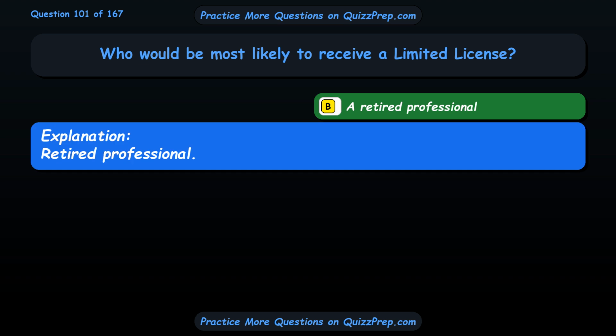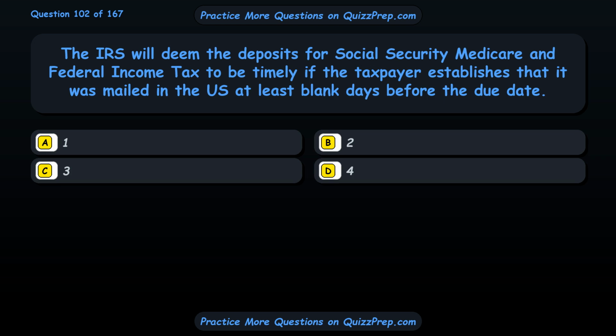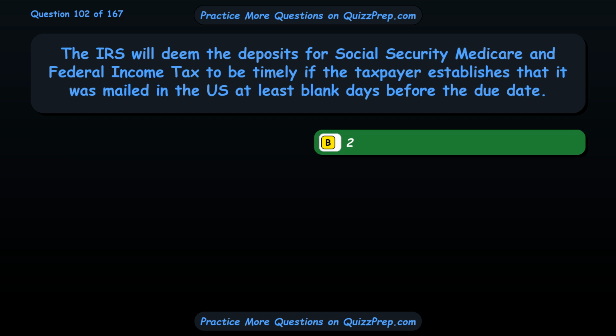Retired professional. Question 102. The IRS will deem the deposits for Social Security, Medicare, and federal income tax to be timely if the taxpayer establishes that it was mailed in the U.S. at least blank days before the due date. Option A, 1. Option B, 2. Option C, 3. Option D, 4. The correct answer is option B, 2.